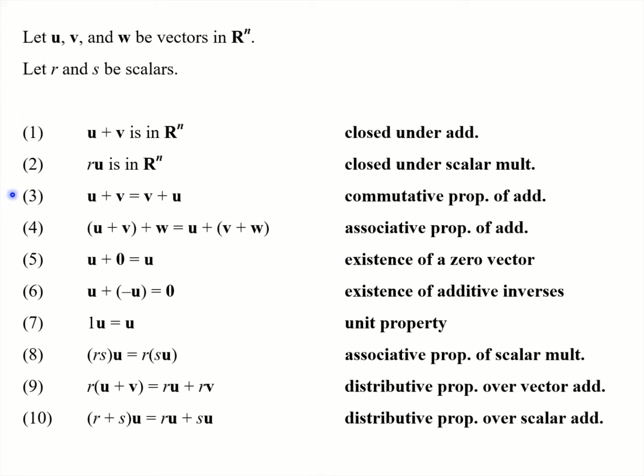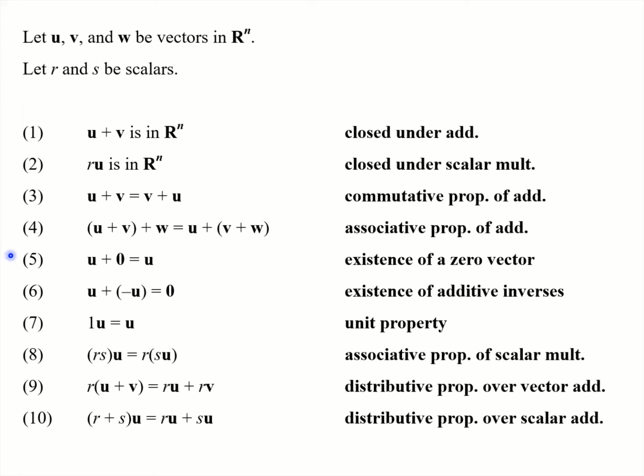Commutative property of addition. It doesn't matter which order you add the two vectors in, you're going to get the same result. Associative property of addition: if you have three vectors to add, you can add the first two and then add the third one, or add the last two and then add the first one. You're going to get the same thing.